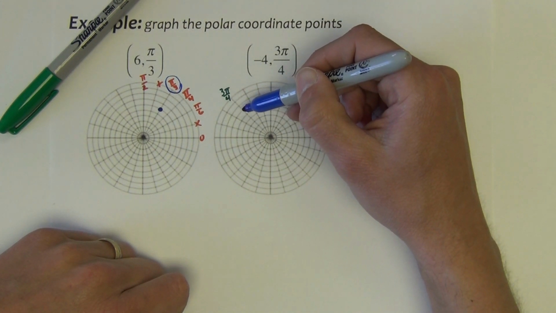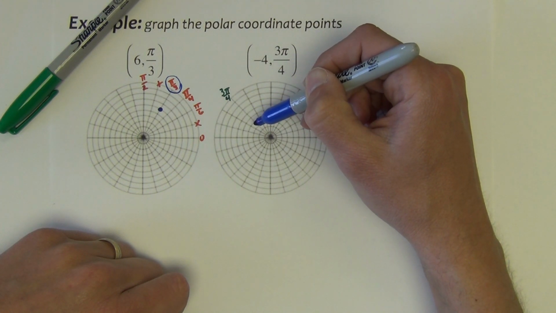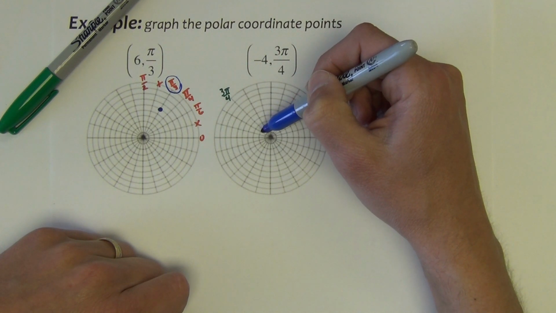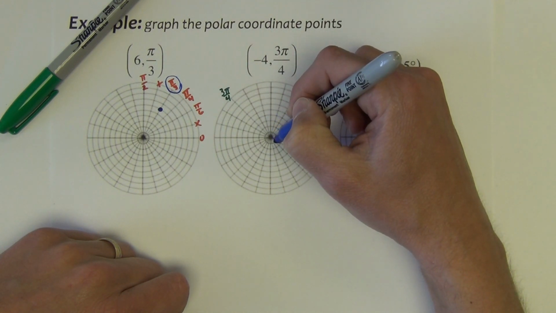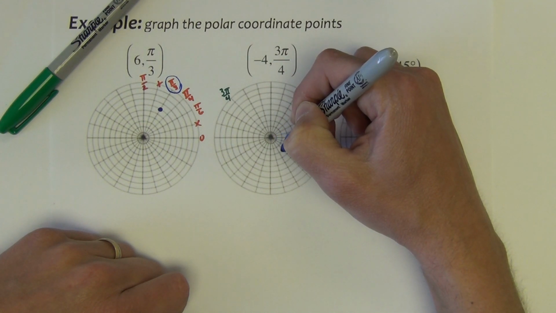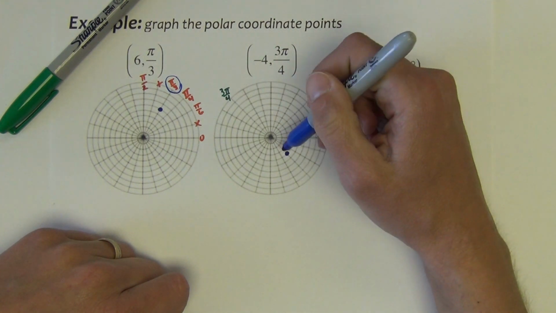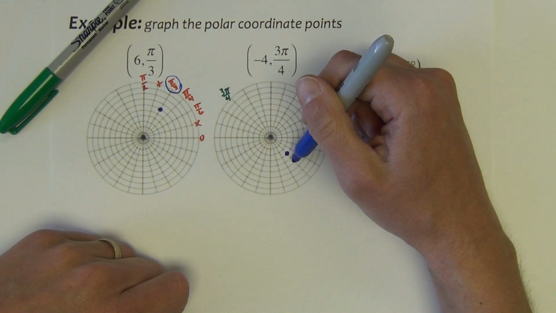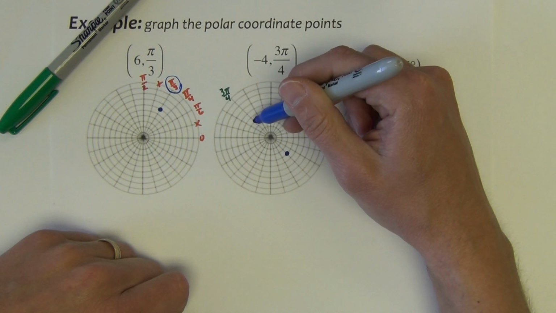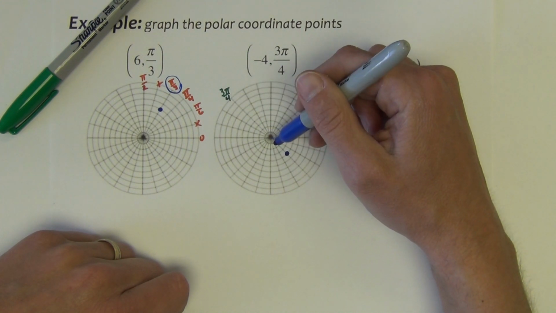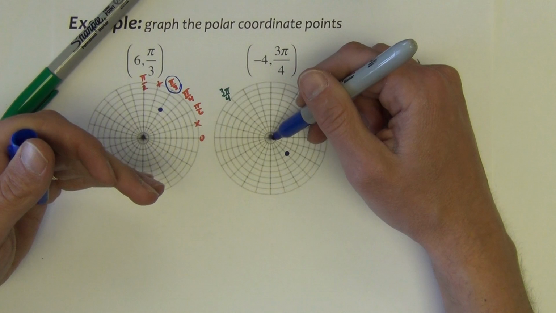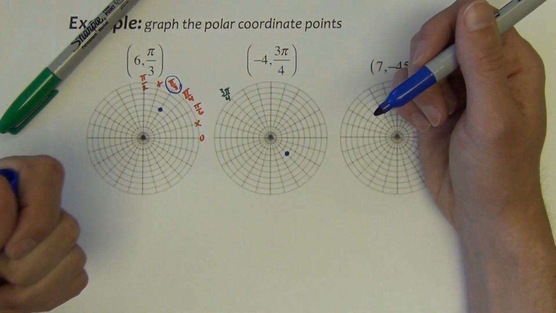So on this 3 pi over 4 line, we're going to count in the negative direction, so just directly opposite, 180 degrees opposite. And I'm going to count out 4. So it's going to put me at 1, 2, 3, 4. As you can see, I'm on the line that puts me directly 180 degrees opposite of 3 pi over 4. I just went the opposite direction, kind of like the negative direction.